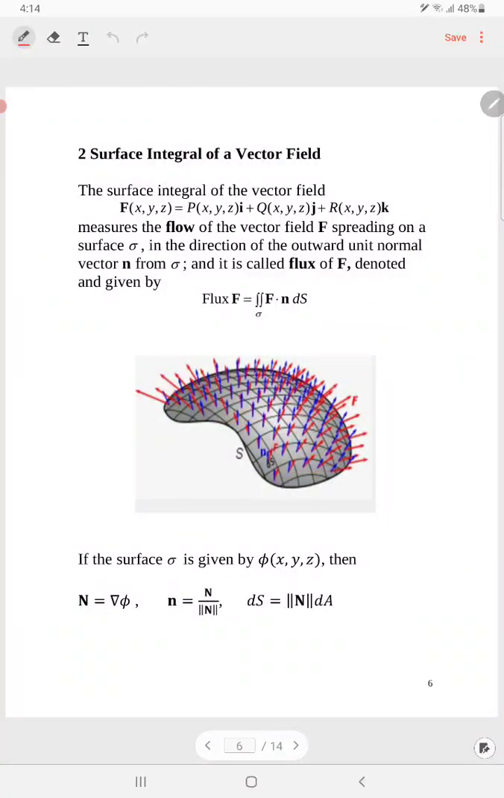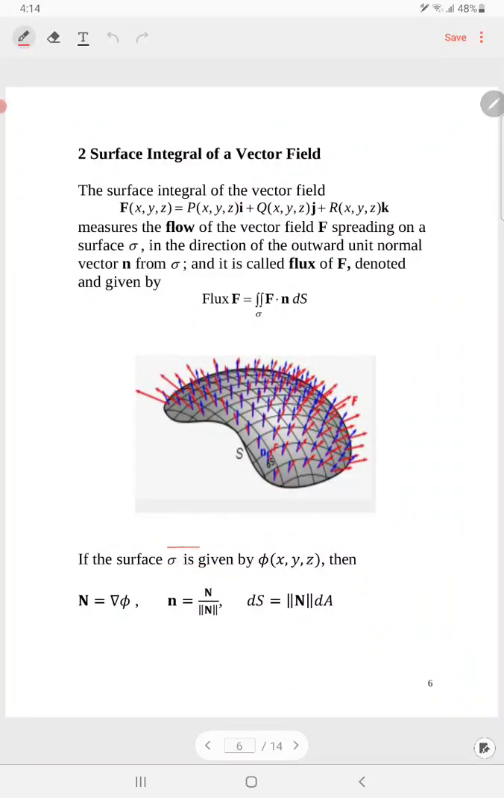So we want to measure the flow of the vector field F spreading across the surface sigma, and it is equal to the integral of F dot unit normal vector over surface sigma. Okay, now let's see how we can evaluate this.